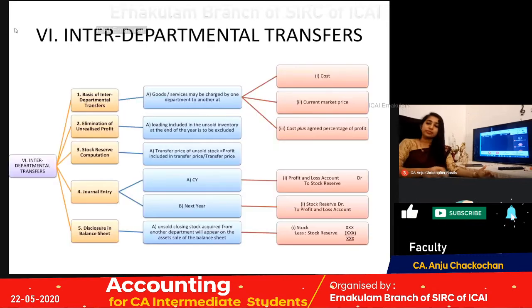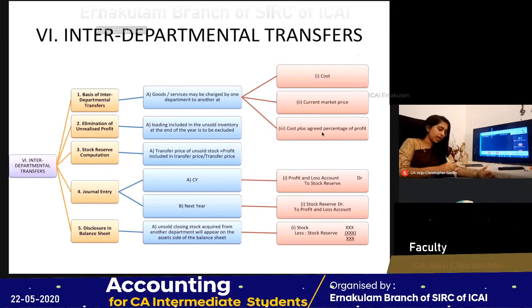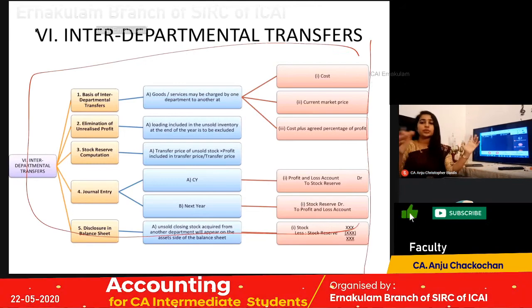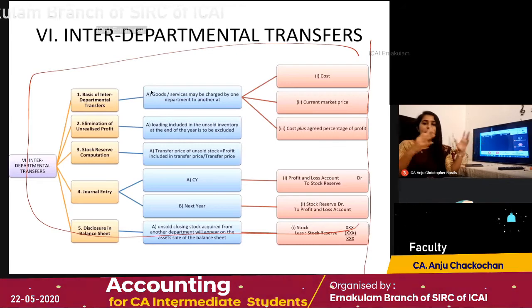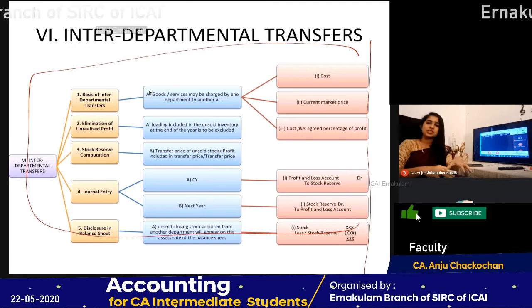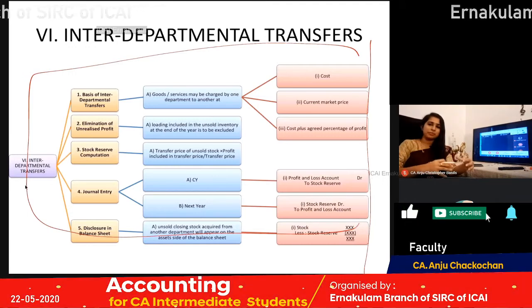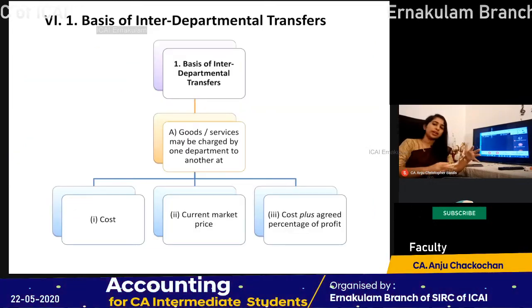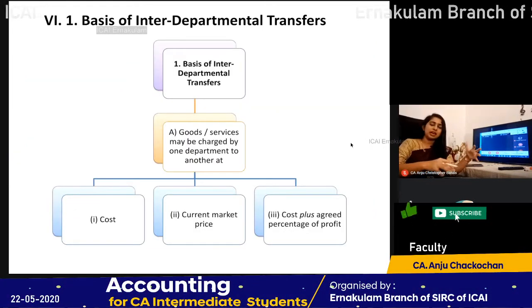All right, and this was a major area of discussion, like how about the interdepartmental transfer, how do we track it, about the stock reserve, what are the journal entries, how do we disclose all that in the balance sheet. So this was the major focus of the chapter. And this entire flow chart we have divided into many subsegments.